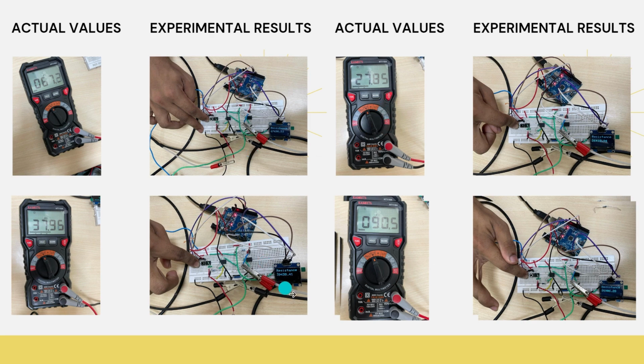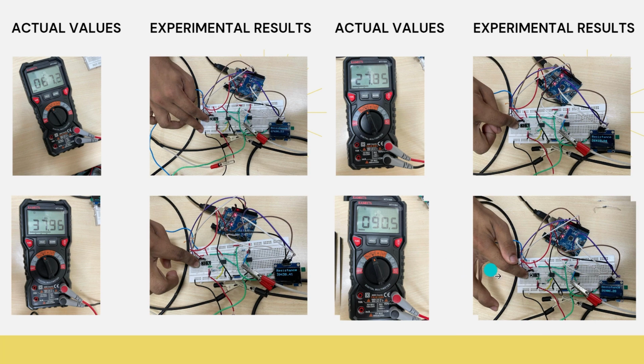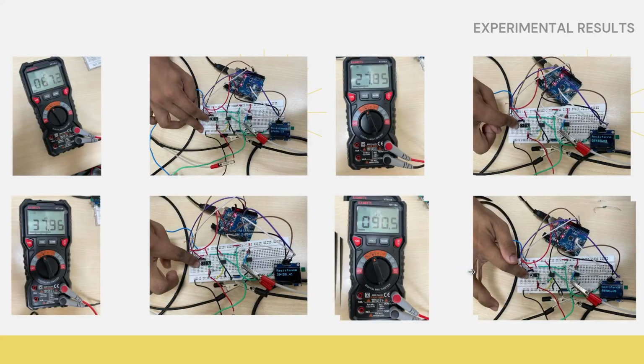Here it is 39,430, and this is 37.95. It is pretty much close. And this is 95K, and this is 90.5K. So if you are increasing the value of resistance, the precision is a little bit lower.